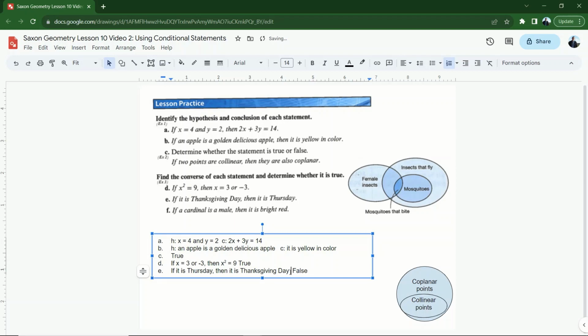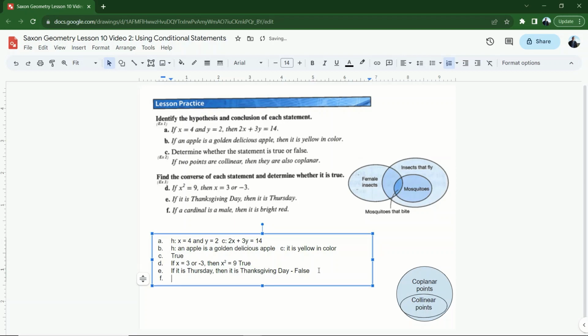The reason for that is because if I made a Venn diagram of Thursdays, Thanksgiving Day would be contained. It's a specific Thursday, so it's entirely contained within the Thursday group. But there's a lot of Thursdays that aren't Thanksgiving days.